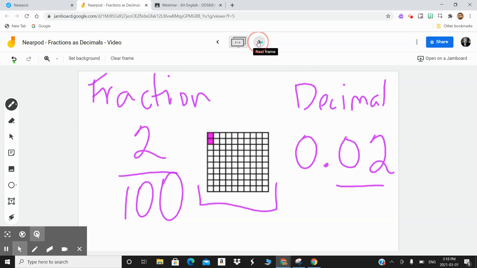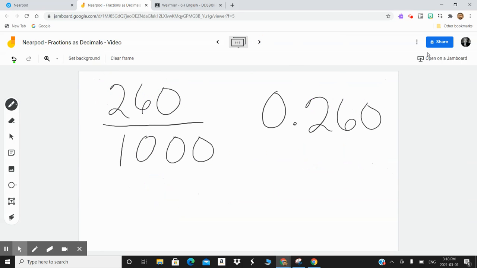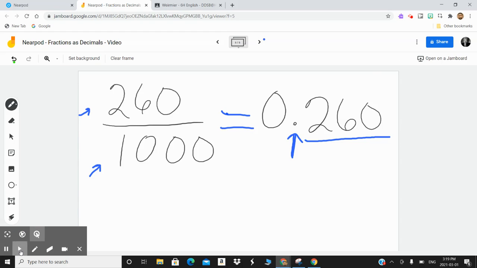Now, you may be thinking, oh my gosh, are we going to go to a thousandths grid? And the answer is no. Thousandths grids start getting impractical for us. They get impractical because the squares get so tiny to try to color. So let's just look here. These two are equivalent. This says 260 thousandths, and this also says 0 and 260 thousandths. Let's go to a new slide and just practice a few more.